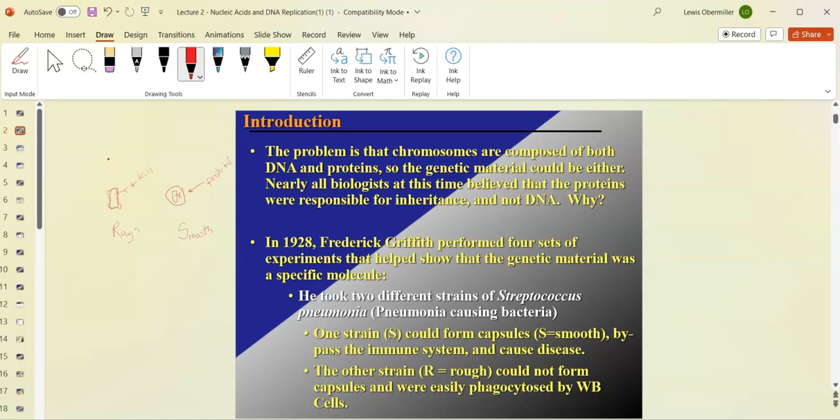So as you imagine, if your immune system cannot destroy this bacteria and it infects your lungs, then you die. So the smooth strain is the killer strain. The rough strain, if you get that, your immune system can detect it and destroy it. So with the rough strain, you live. Your immune system takes care of it. All right. So Griffith did some experiments, a series of experiments on this.